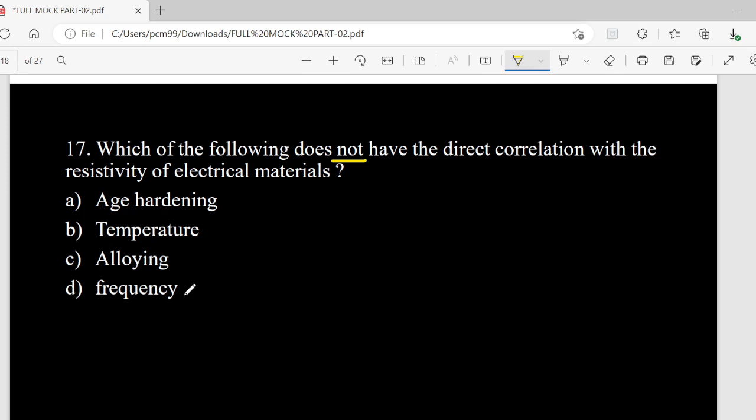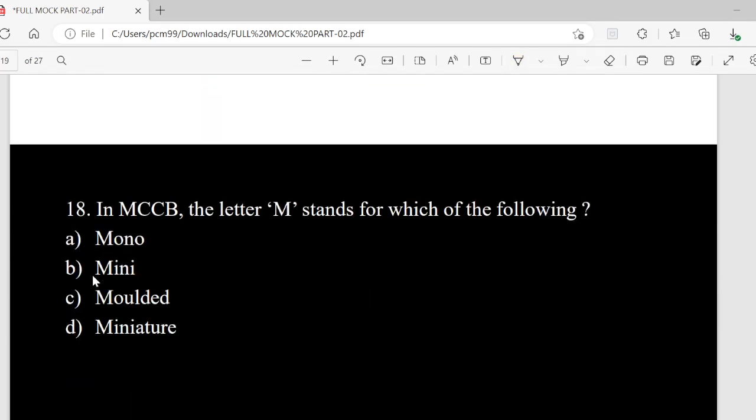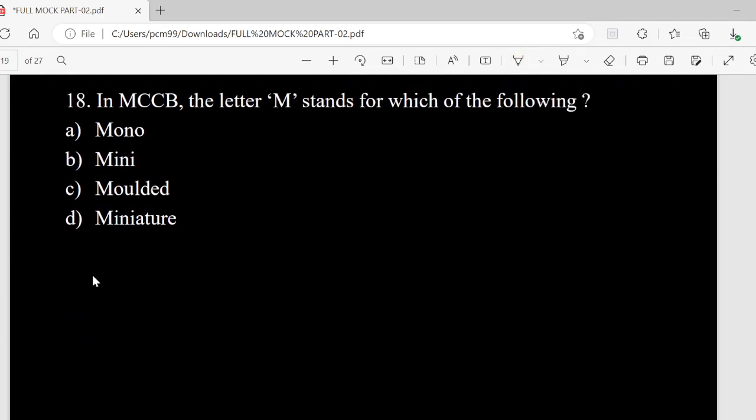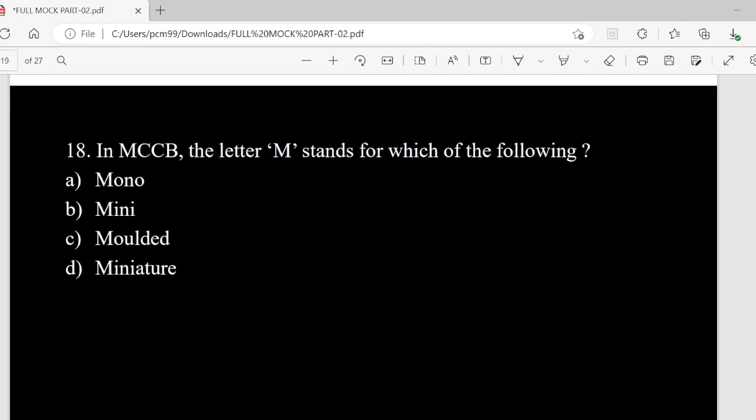There is no relation between frequency and resistivity directly. So the correct answer is option D frequency. Next. Question number 18. In MCCB, the letter M stands for which of the following? Option A mono, option B mini, option C modded, and option D miniature.